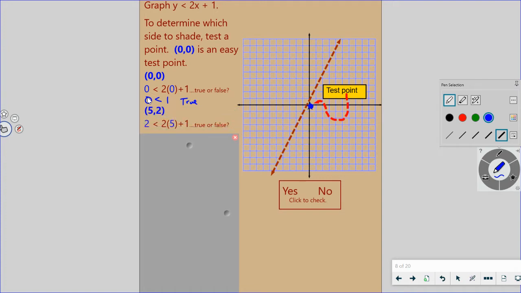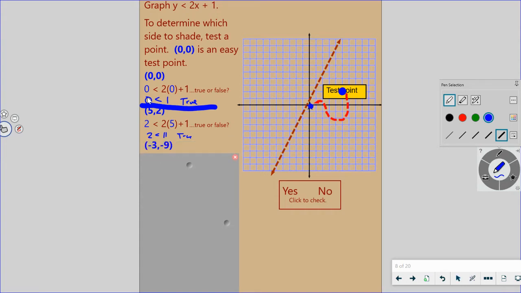All right. Let's try the point 5, 2. So if x is 5, 2 times 5 is 10, 10 plus 1 is 11. True or false, 2 is less than 11. That would be true. So now we have another solution at the point 5, 2. I don't know why I picked 1. 1, 2, 3, 4, 5. It'd be like right here. Sorry about the yellow box. Let's try another one, shall we?